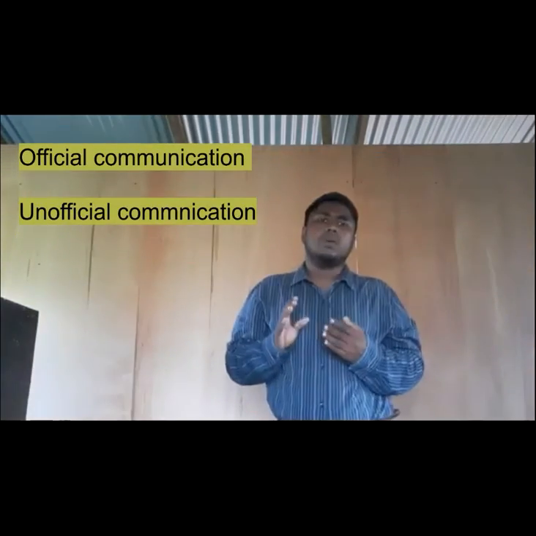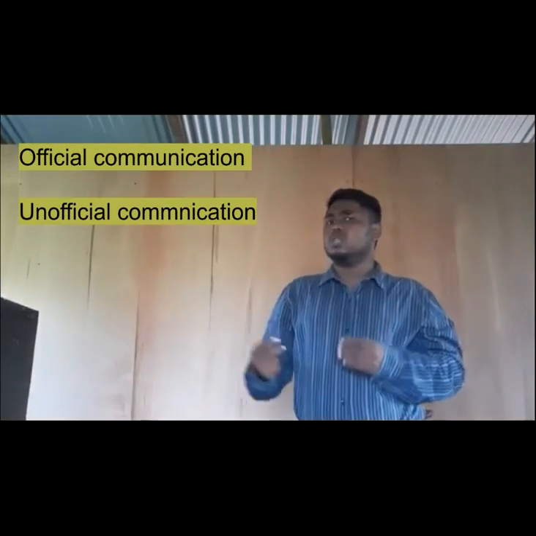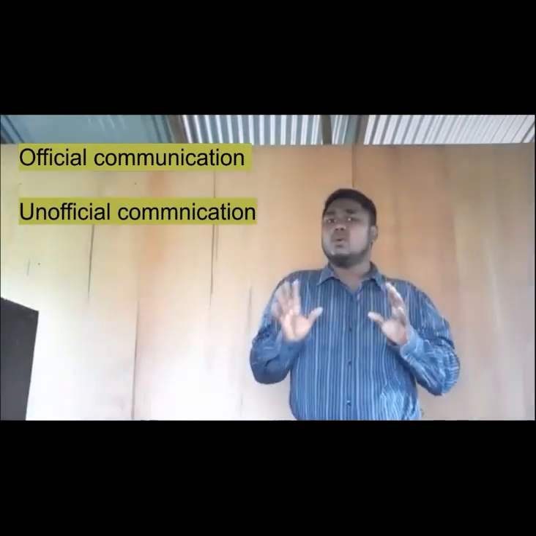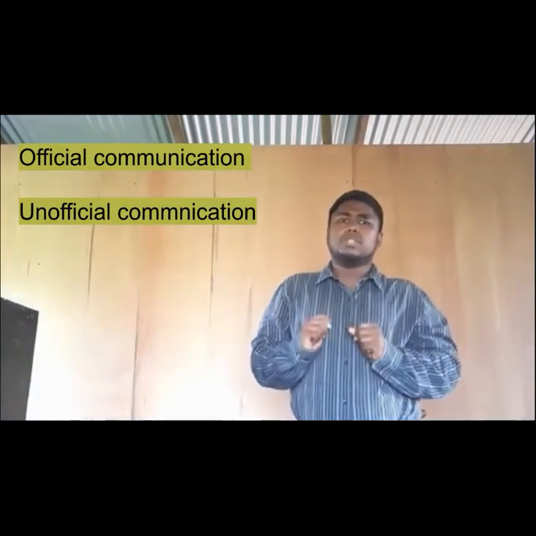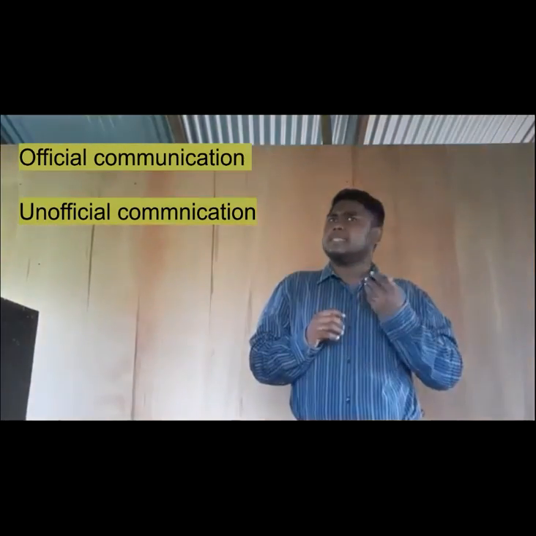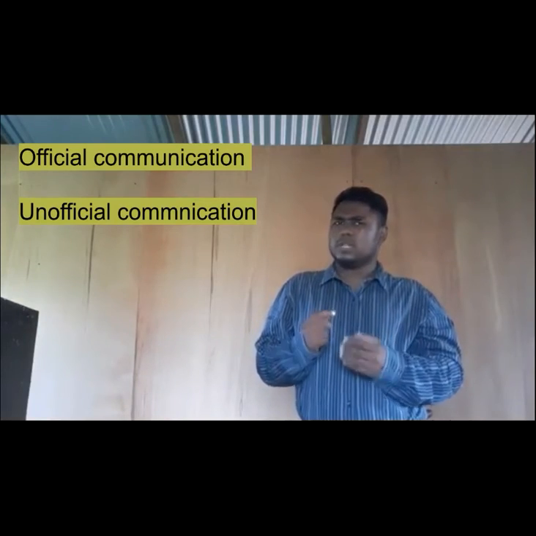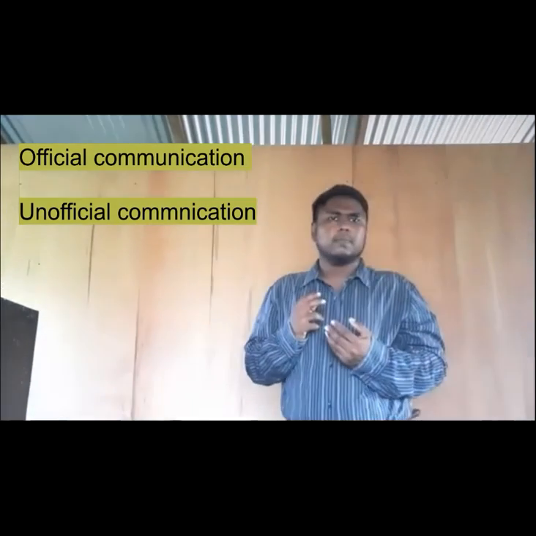Okay, so now we're going to look at the other two classifications of communication, which are official and unofficial communication. Official communication passes through a line of authority or is confirmed by someone, whereas unofficial communication does not pass through a line of authority and is not really confirmed by anyone.